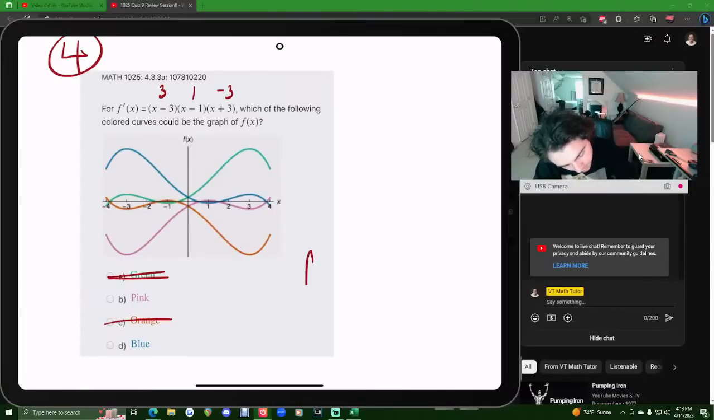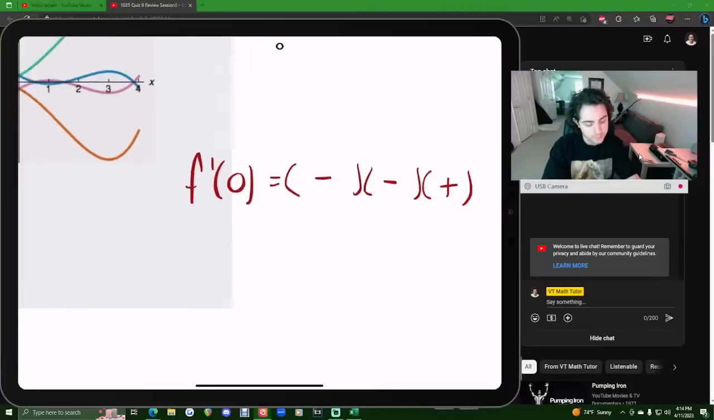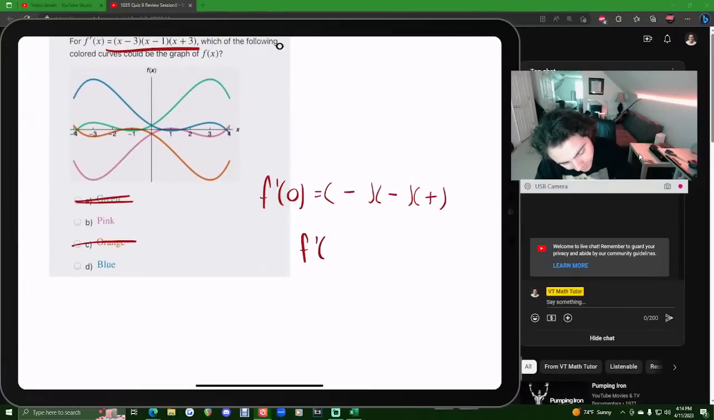And then the next step is plugging in 0 into f prime. You can plug in any value, but plugging in 0 is a really easy number to plug in. We're going to plug in 0 everywhere you see x within f prime here. And all we care about is the sign of f prime at the end. So the first one, 0 minus 3 is negative, 0 minus 1, negative, 0 plus 3, positive. So altogether we have a negative times positive. Whenever we have an even number of negatives, we have 2 negatives, the result is positive.